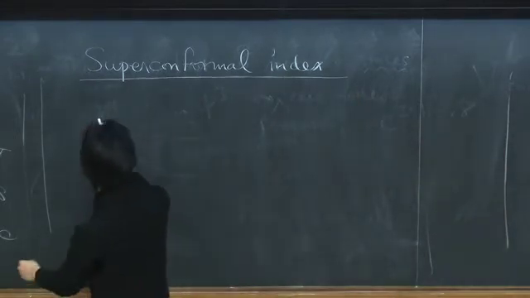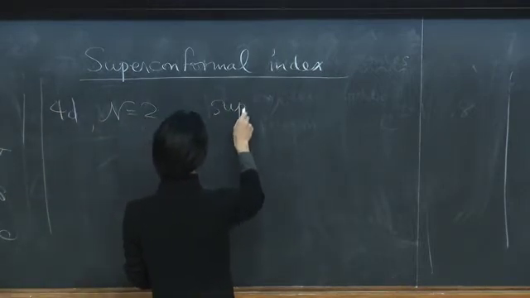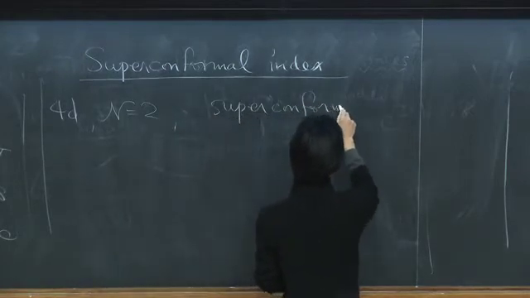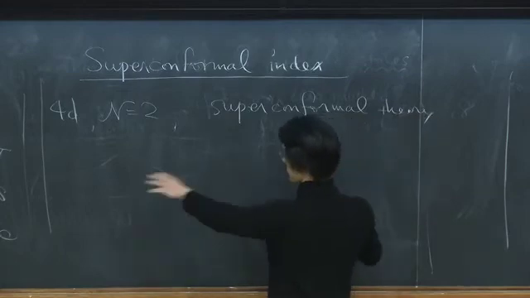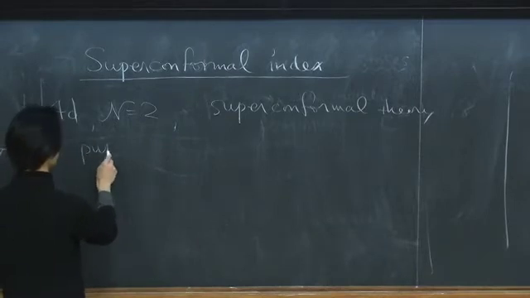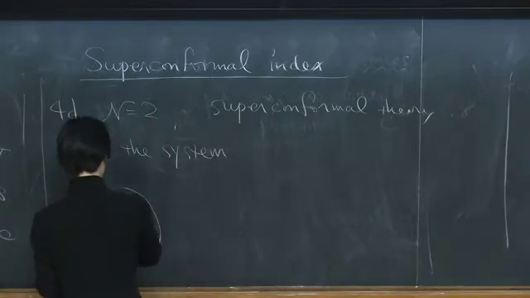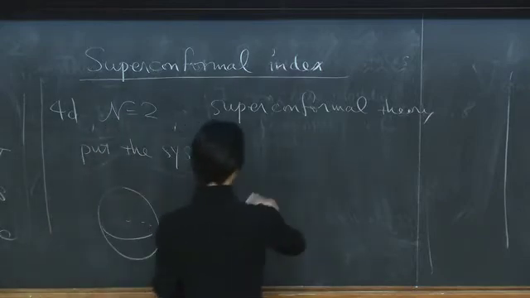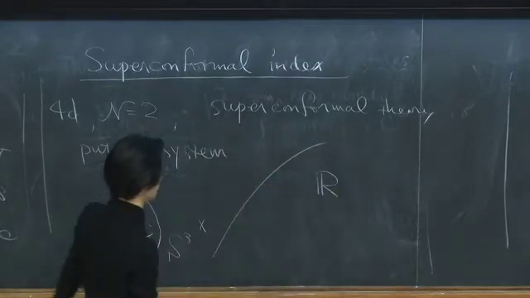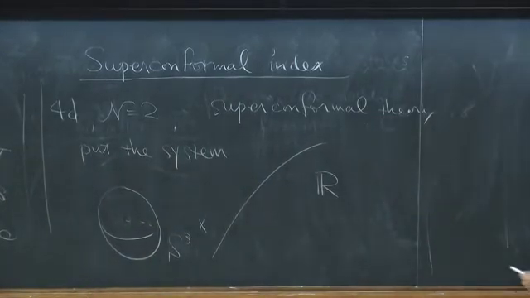So the superconformal index I define for a 4D N=2 superconformal theory. These theories are examples of this superconformal theory, and you put this system on S3 times R. Well, this R should be straight, but sorry. So you can start from flat space and perform a Weyl transformation and conformal transformation to get there.